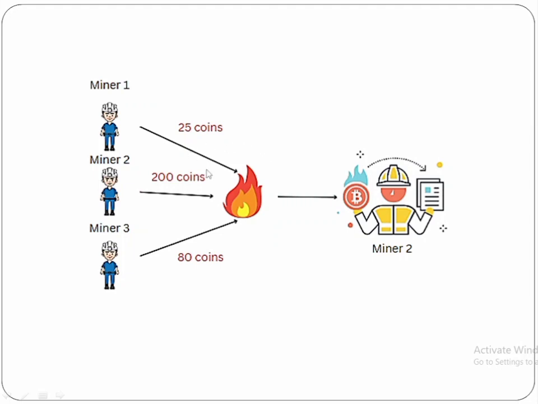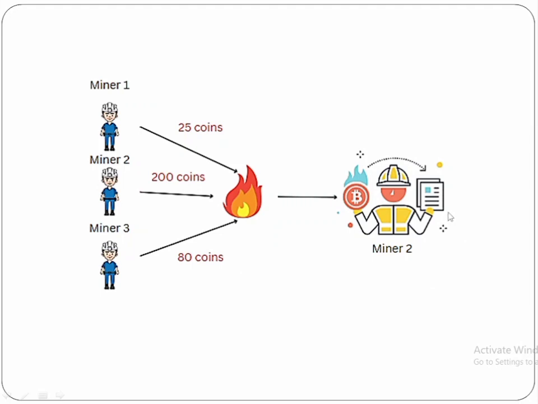So that's why miner 2 is selected for the validation process. Suppose that after selecting miner 2, he is not interested in the mining process. Then miner 3 will be selected because he is burning 80 coins. That means he is the second person who is burning more coins, right? So if miner 2 is not interested, then miner 3 is given the chance to become the validator.